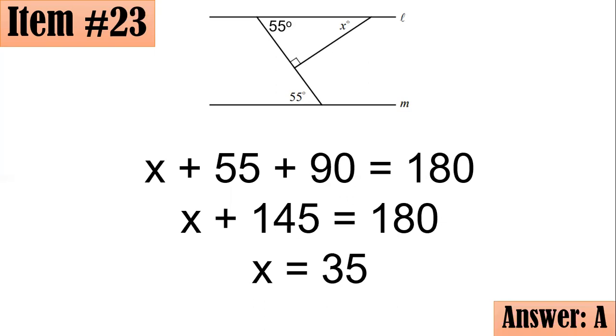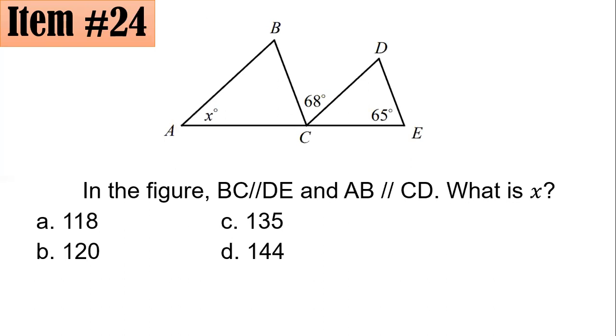Next number, 24. In the figure, BC is parallel to DE. And AB is parallel to CD. So given these measures here, this acute angle here is 65. What should be the measure of x? Is it 118, 120, 135, or 144?